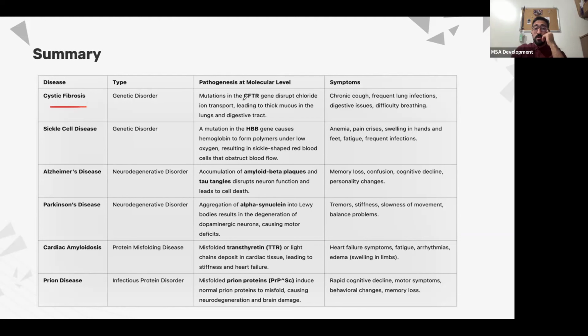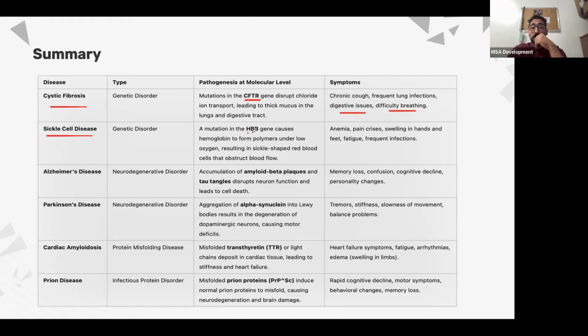So cystic fibrosis is normally due to a CFTR gene mutation at position 508, which is loss of the phenylalanine, leading to decreased chloride conductance to the outside and a mucus which is not hydrated. And this will lead to chronic cough, lung infections and difficulty breathing, and other effects depending on the tissue or organ involved.